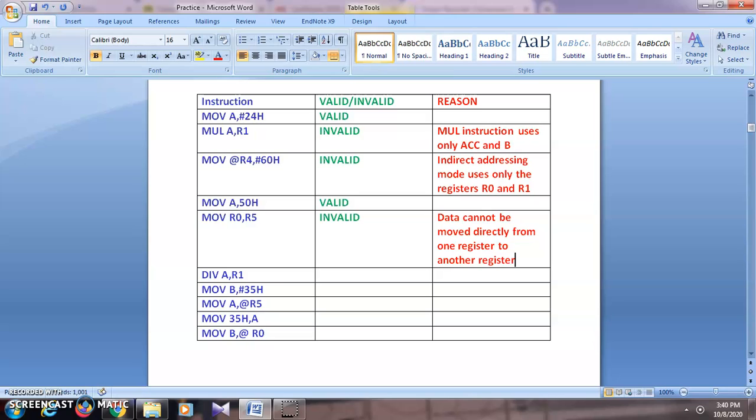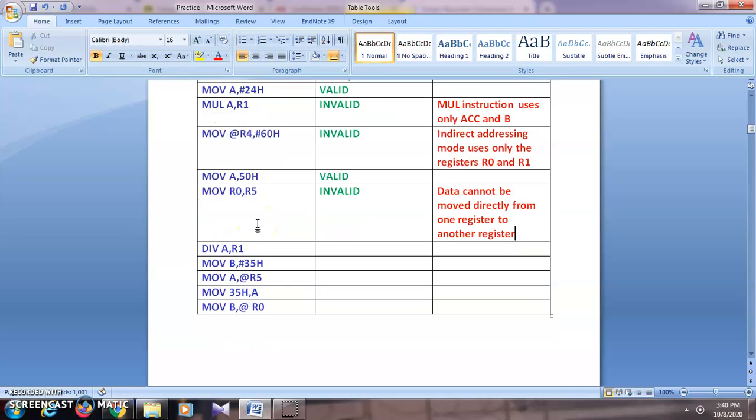We have to use either the accumulator or some memory location if I want to copy the data from R5 to R0. Directly I cannot move the data from one register to another register. That is, registers R0 to R7 cannot be used for directly copying from one register to another one.